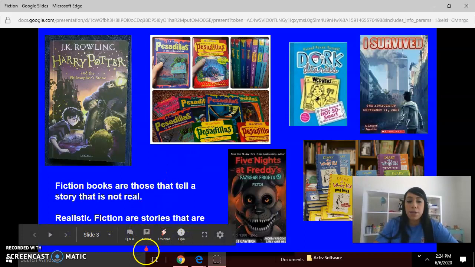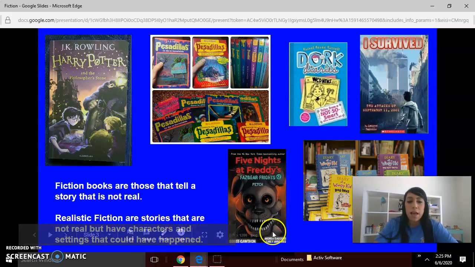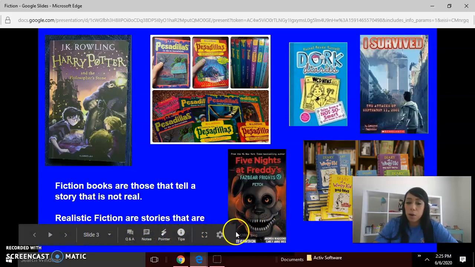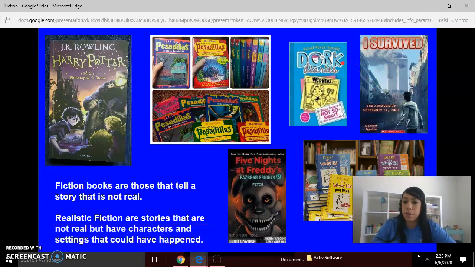Then we also have realistic fiction, which are fiction stories that are not real but have characters that could be real. So those would be on this side. So for example, Dork Diaries, even though the book is not real, that girl could exist in a school, or a girl with her qualities could exist. Her story could have happened. A lot of girls like myself have a diary where we write down our thoughts.